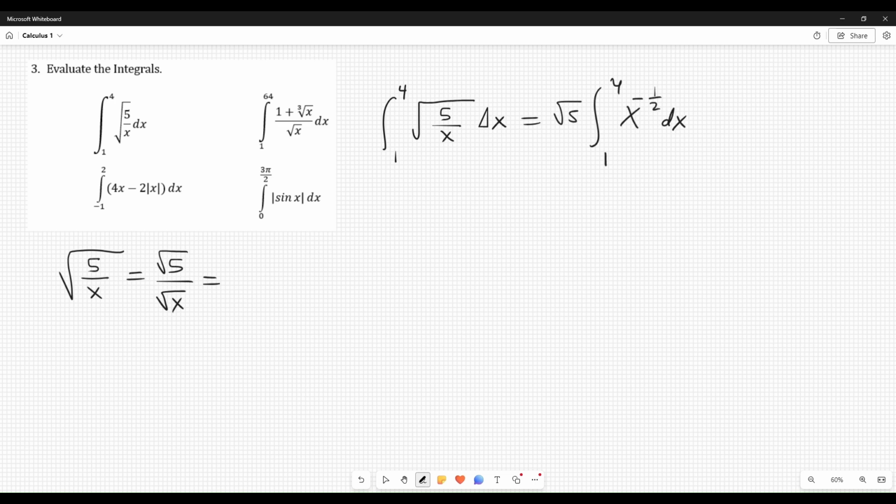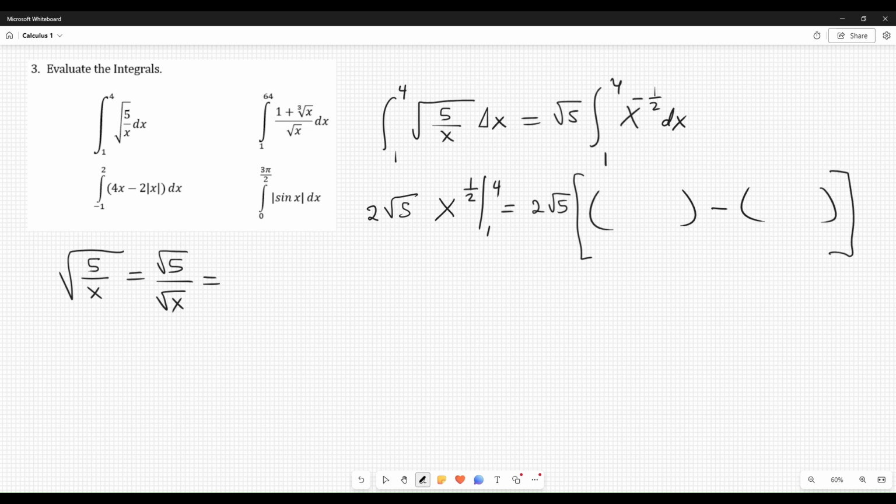Okay, cool. Now, ready to perform the antiderivative. Using the power rule, it is square root 5 times x to the 1/2, because negative 1/2 plus 1 is positive 1/2, divided by 1/2 gets the same as multiplication by 2. Evaluate in between 1 and 4. Now remember my recommendation: this constant you put outside. You put a bracket and you open two parentheses.